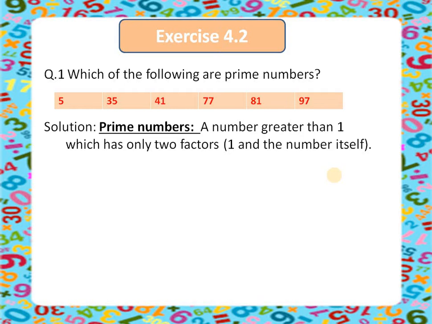So first of all, know what is the meaning of prime numbers. A number greater than 1 which has only two factors, 1 and the number itself, is said to be a prime number. So here, if you look closely, 5 has only the factors 1 and itself, so it is a prime number. 35, which is not. 41, yes. 77, no. 81, no. And 97. So 5, 41 and 97 are prime numbers in this question.